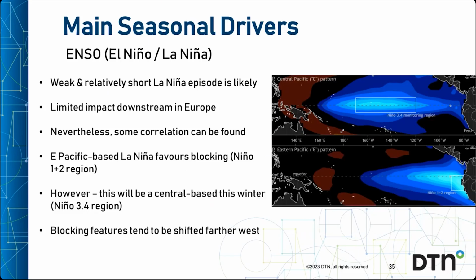But as you'll have noticed from the sea surface temperature anomaly charts, we're looking at a more centrally based La Nina across the Nino 3.4 region, more in the central Pacific, and that tends to shift northern hemispheric blocking features farther west.